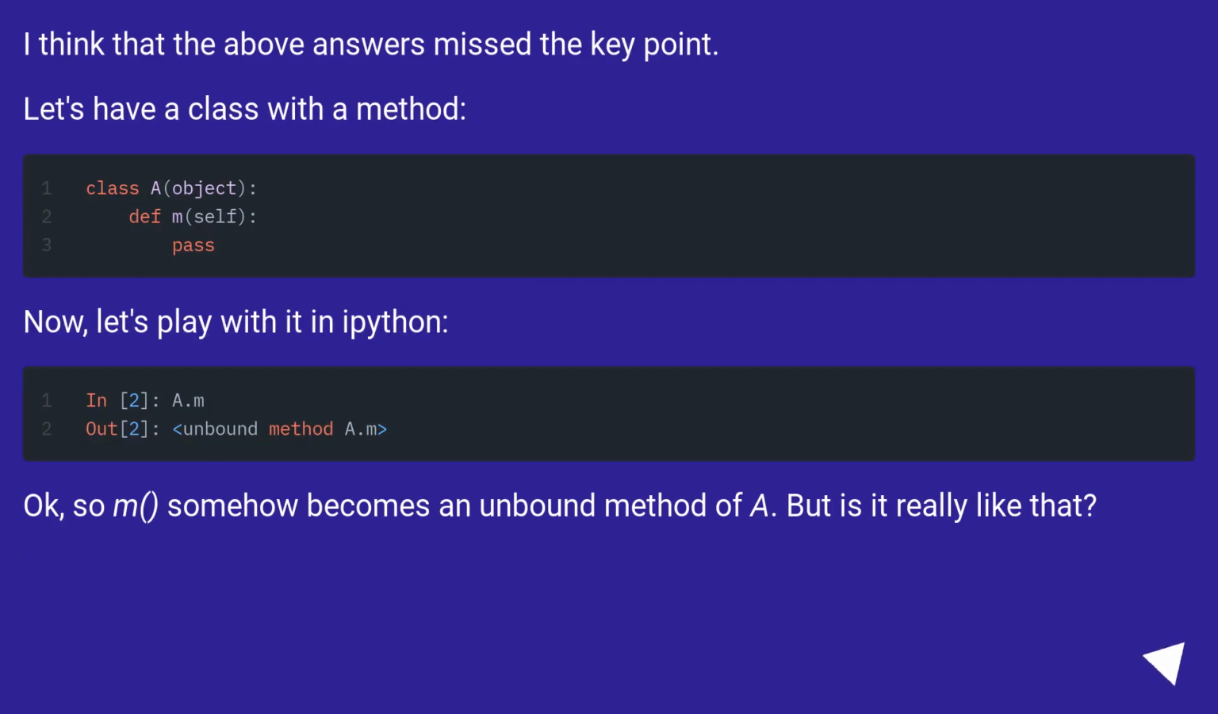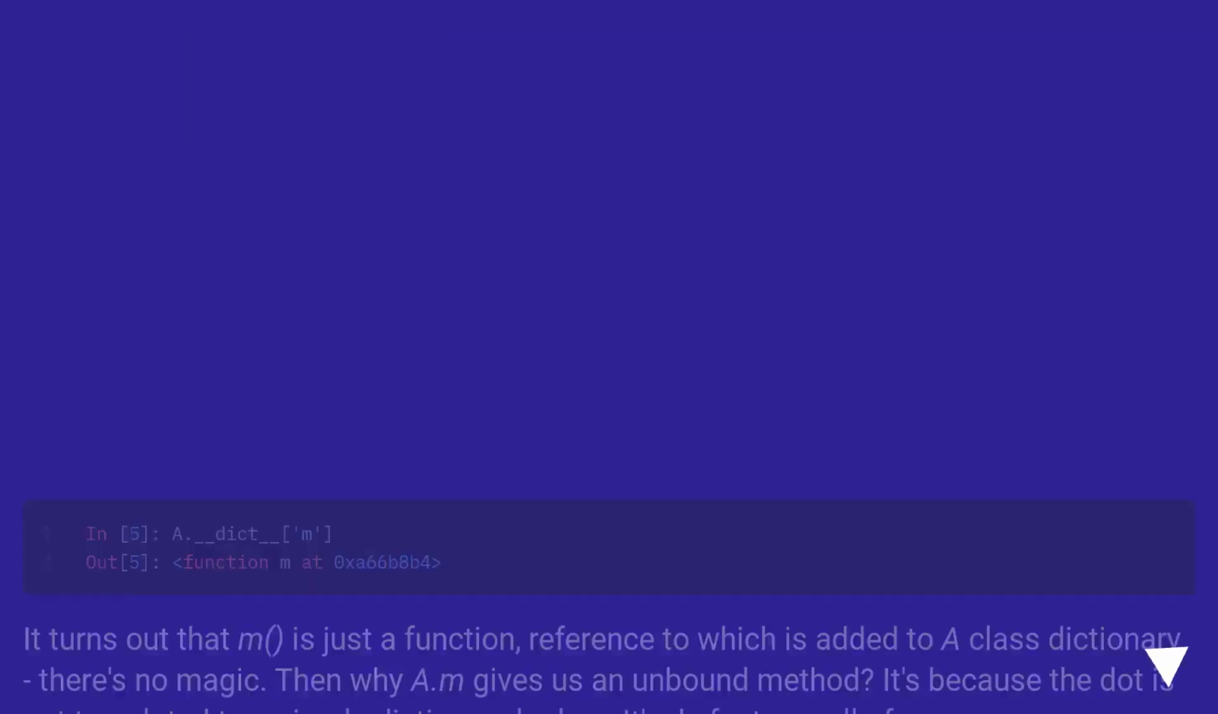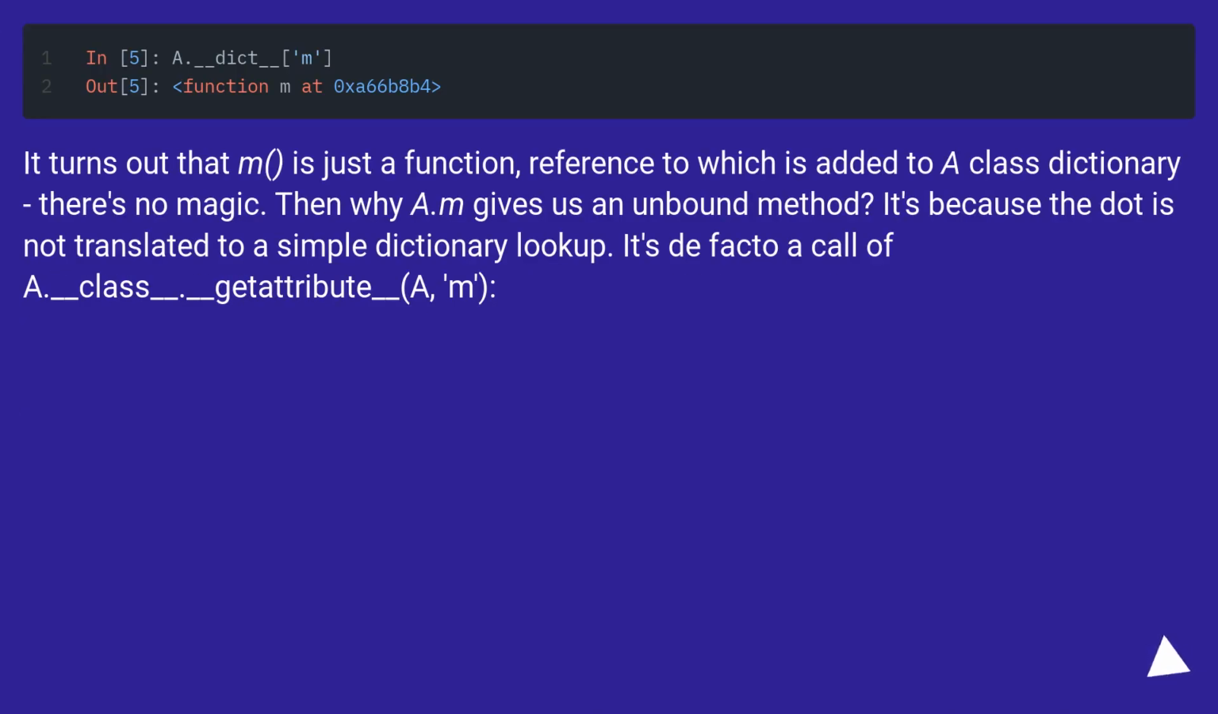I think that the above answers miss the key point. Let's have a class with a method. Now, let's play with it in IPython. Okay, so A.m somehow becomes an unbound method of A. But is it really like that? It turns out that m is just a function, a reference to which is added to a class dictionary. There's no magic. Then why does A.m give us an unbound method?